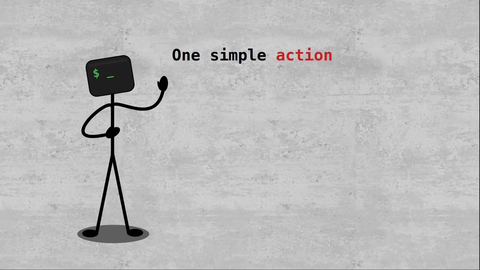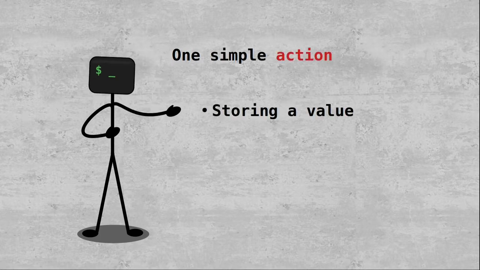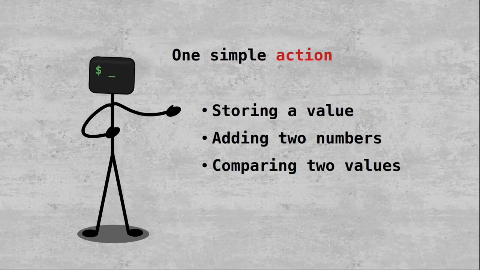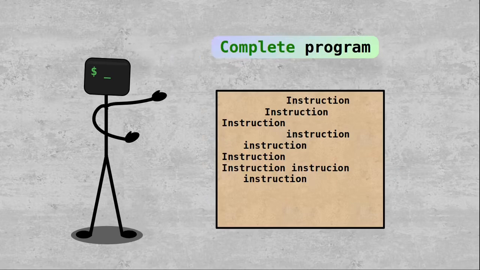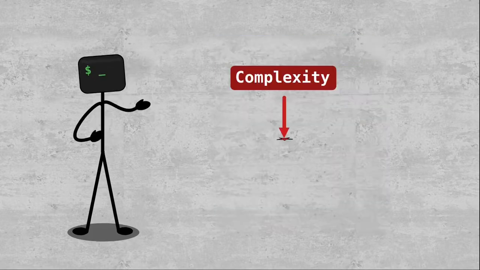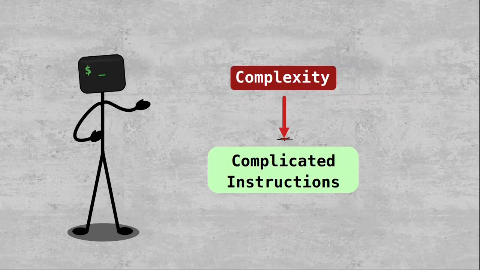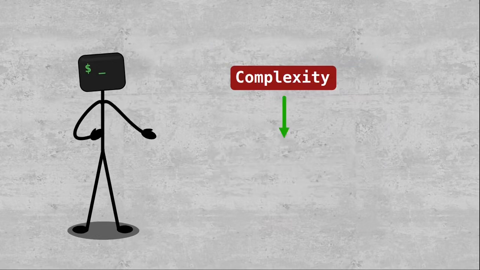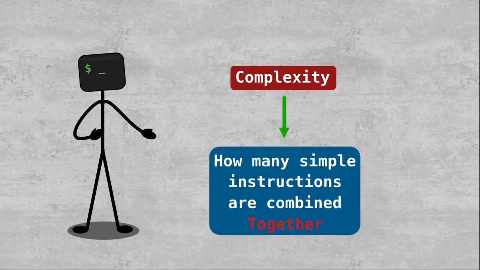Each instruction performs one simple action, such as storing a value, adding two numbers, comparing two values, or displaying text. A complete program is simply a large collection of these small instructions arranged in a meaningful order. Complexity in software doesn't come from complicated instructions. It comes from how many simple instructions are combined together.